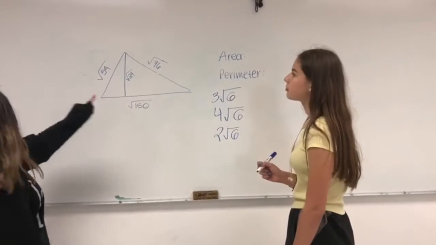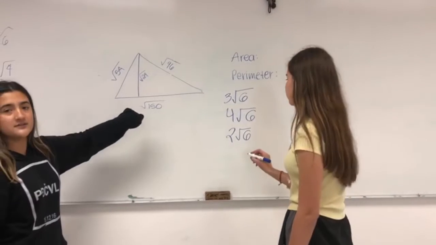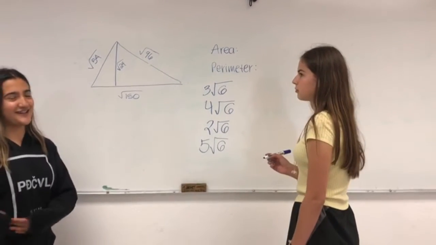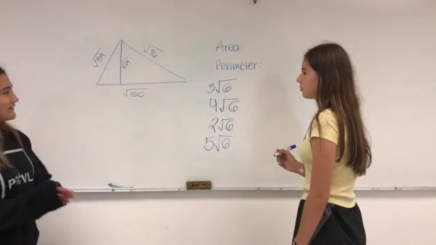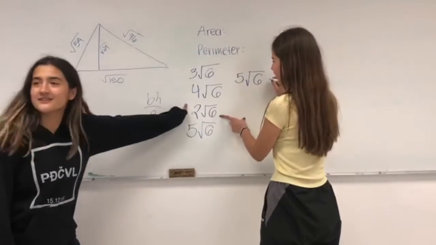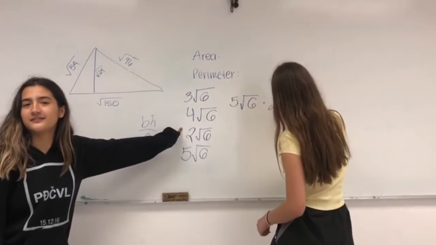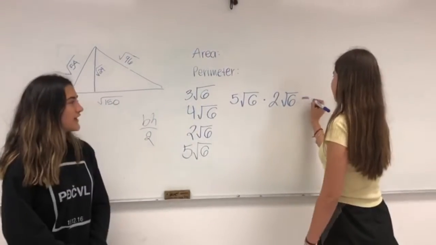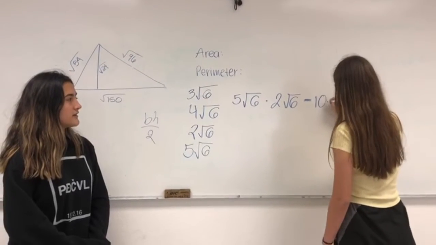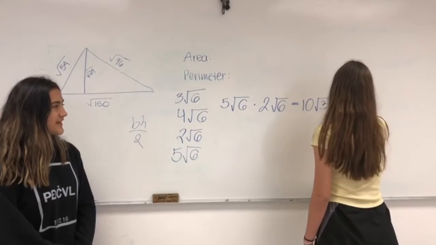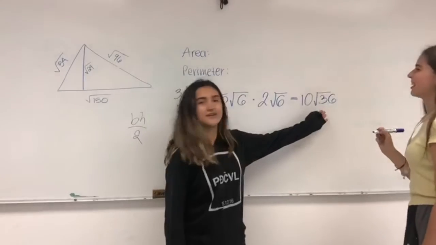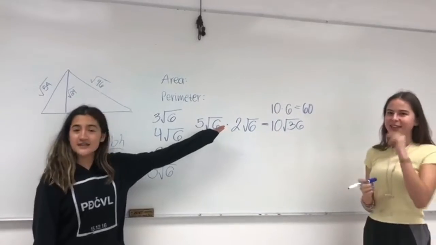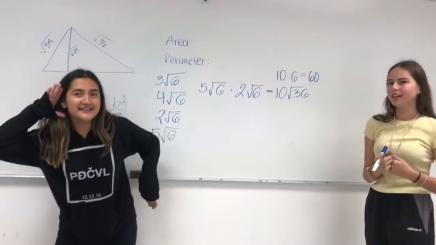Then this number is going to be 25 and 6, and the 25 you get out of the radical and you get a 5. Now, you're going to multiply this one and this one. And now, you multiply it and you get 10 and 36. And now the 36 is going to be a 6 because you get it out of the radical. 10 times 6 is equal to 60.